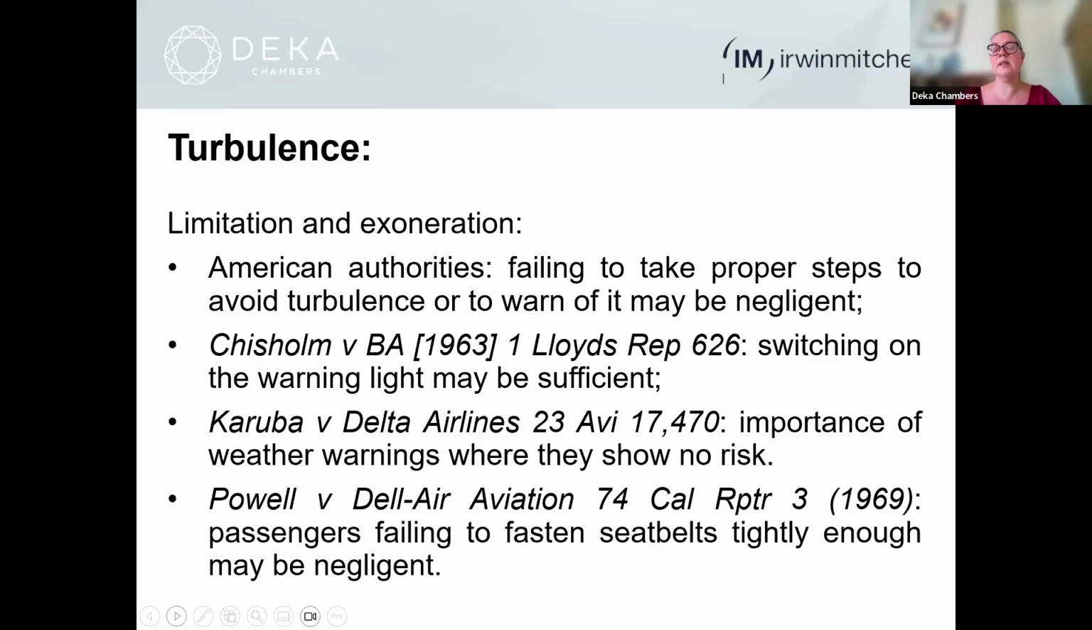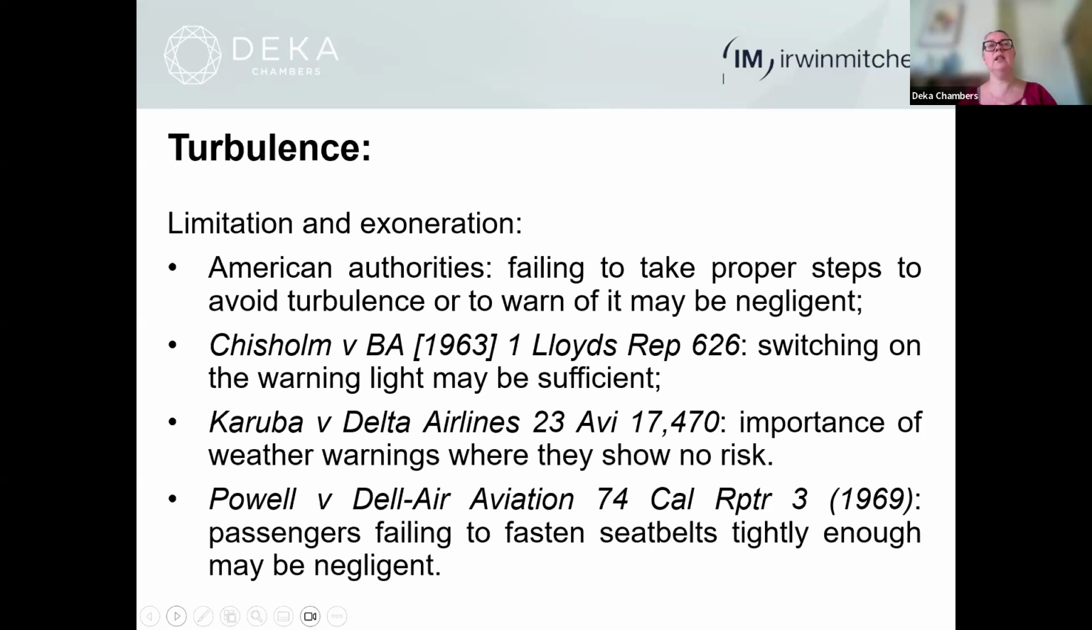Importance of weather warnings. So where a weather warning shows no risk that the flight is going to be subject to turbulence, and therefore the pilot doesn't put on a seatbelt light, for example, then there is no fault on the part of the carrier. There's also negligence in relation to failing to fasten seatbelts tightly enough or getting up when you shouldn't. In Chisholm Beer, I think that's the one where the lady gets up and goes to the loo, even though the seatbelt warning light has been switched on. That was enough to say, look, we've done what we could to prevent the accident.